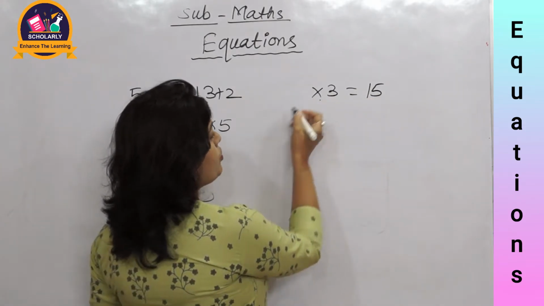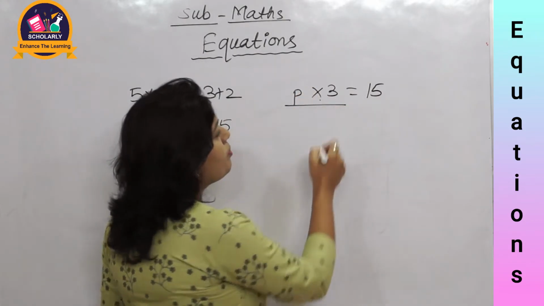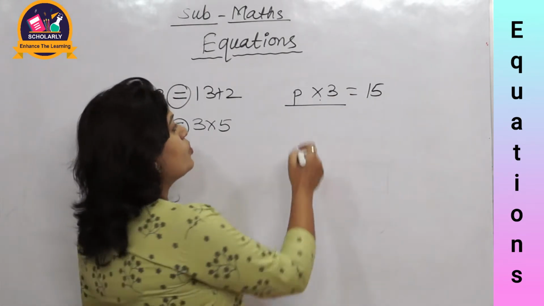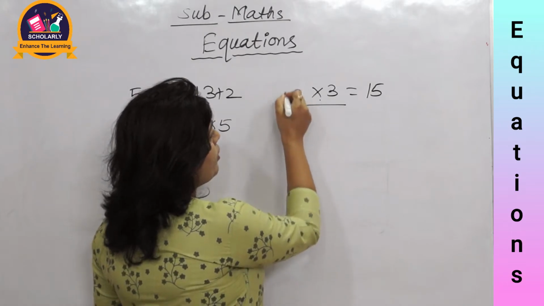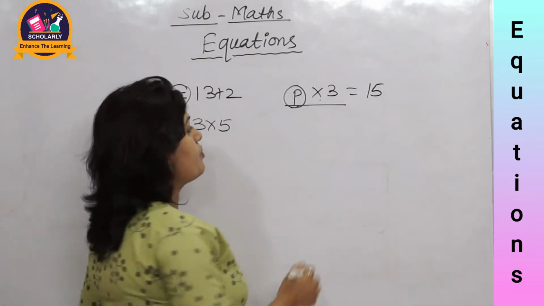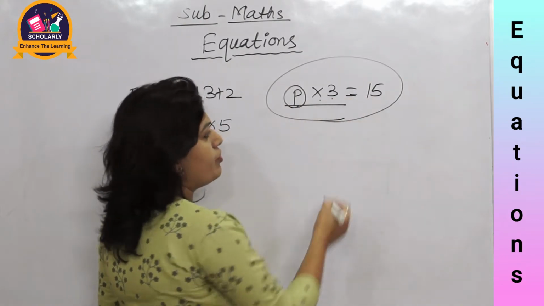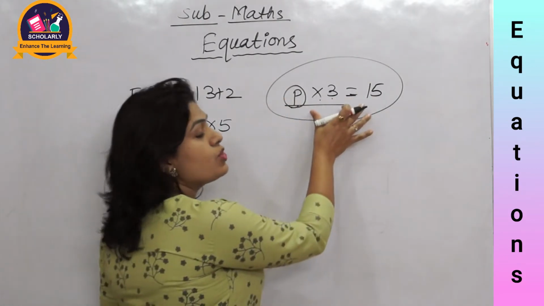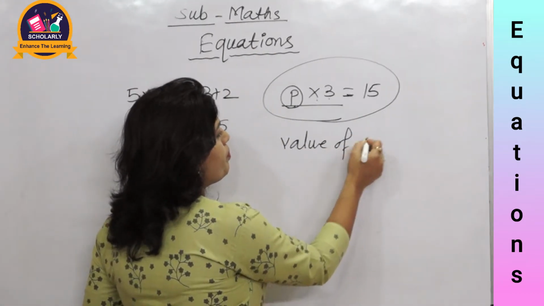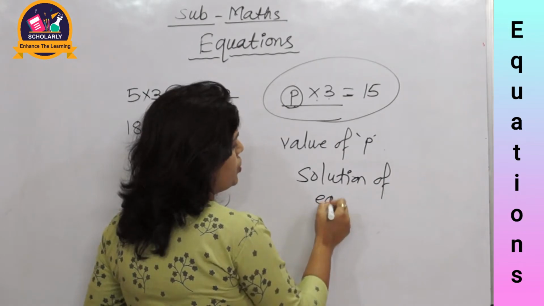We don't know the number, so we can write here any alphabet. If we write here P multiplied by 3 equals 15. Now the question arises, we have to find the value of this P. The value of P shows the solution of this equation. This is also an equation: 3 multiplied by some number, we get 15. To find out this number, we have to solve this equation, and the value of P is called the solution of the equation.